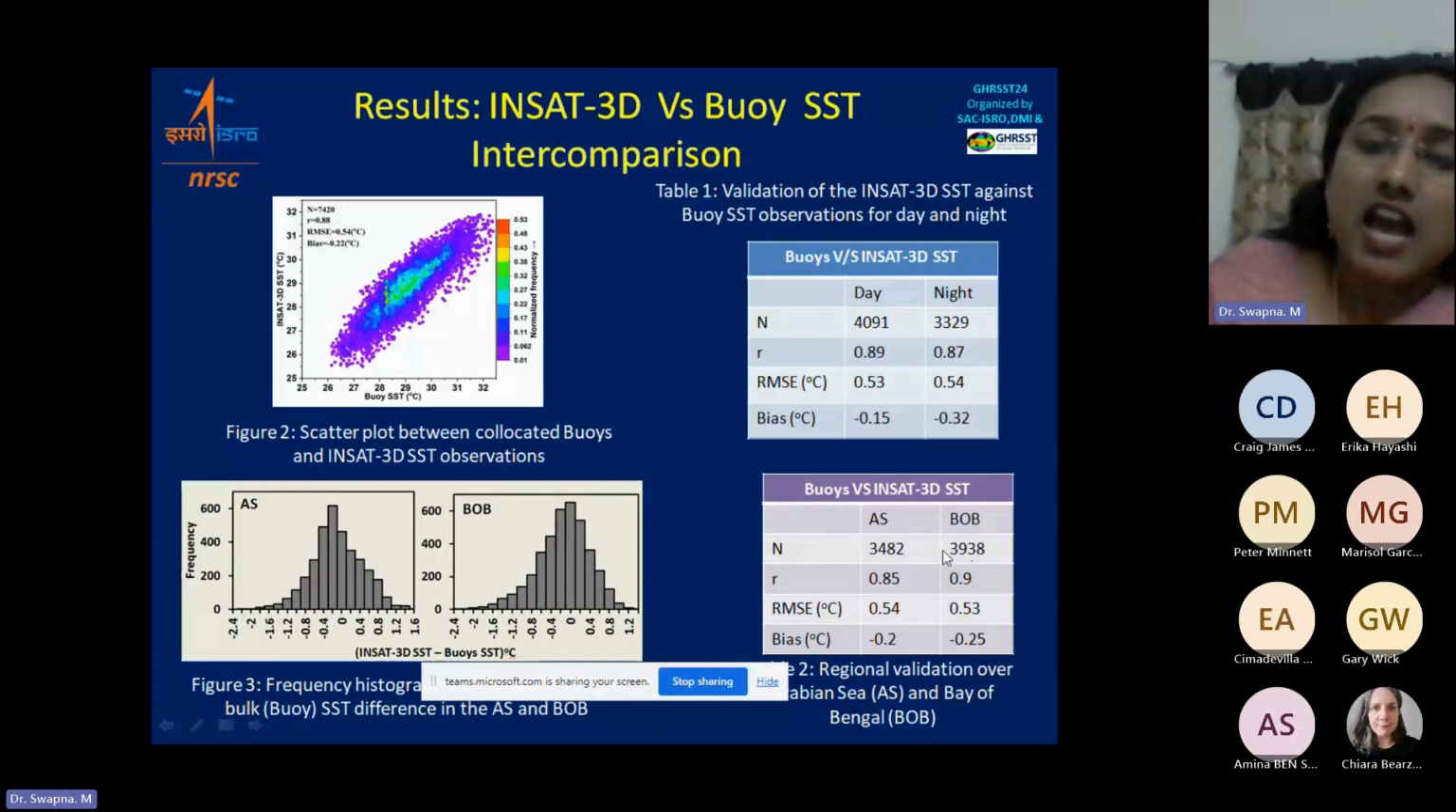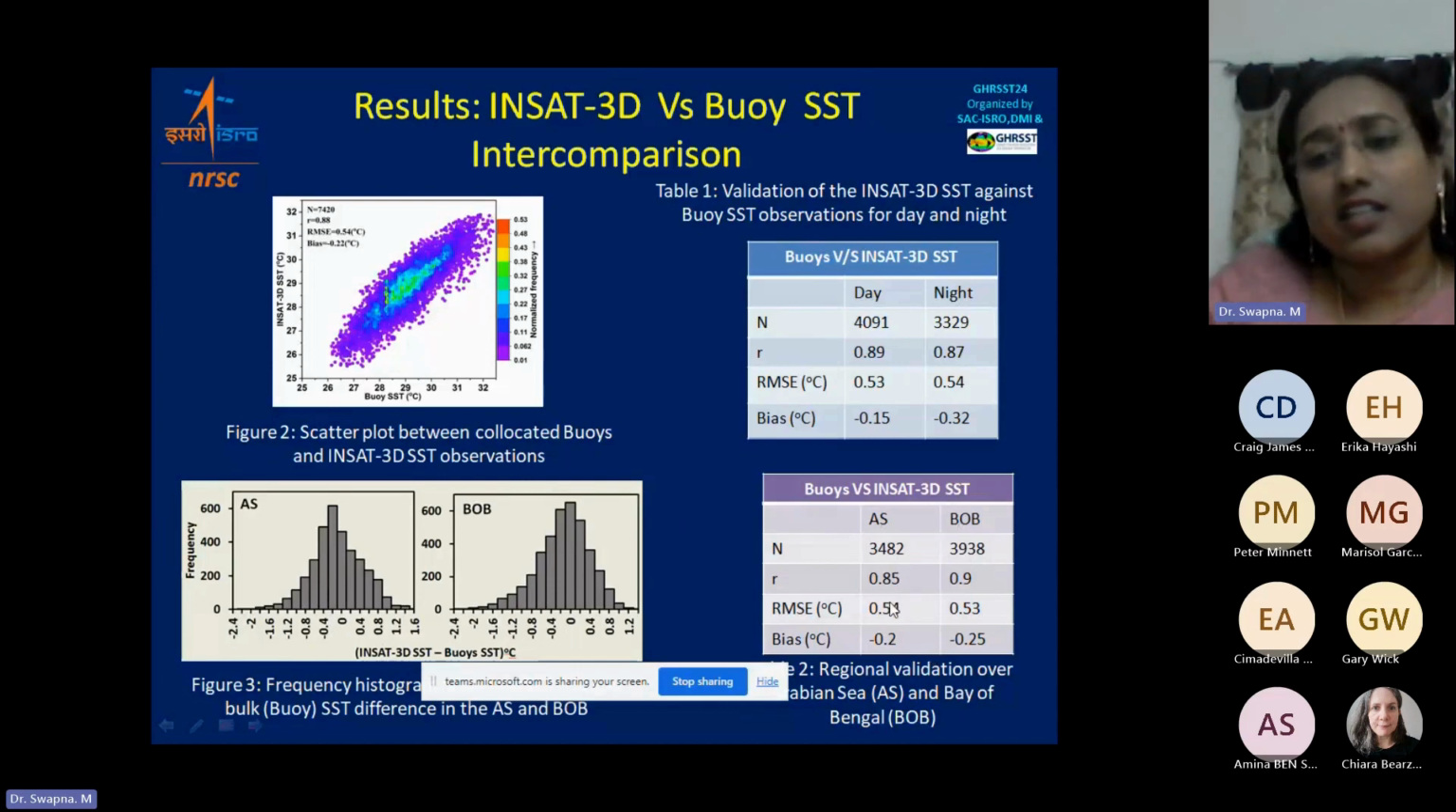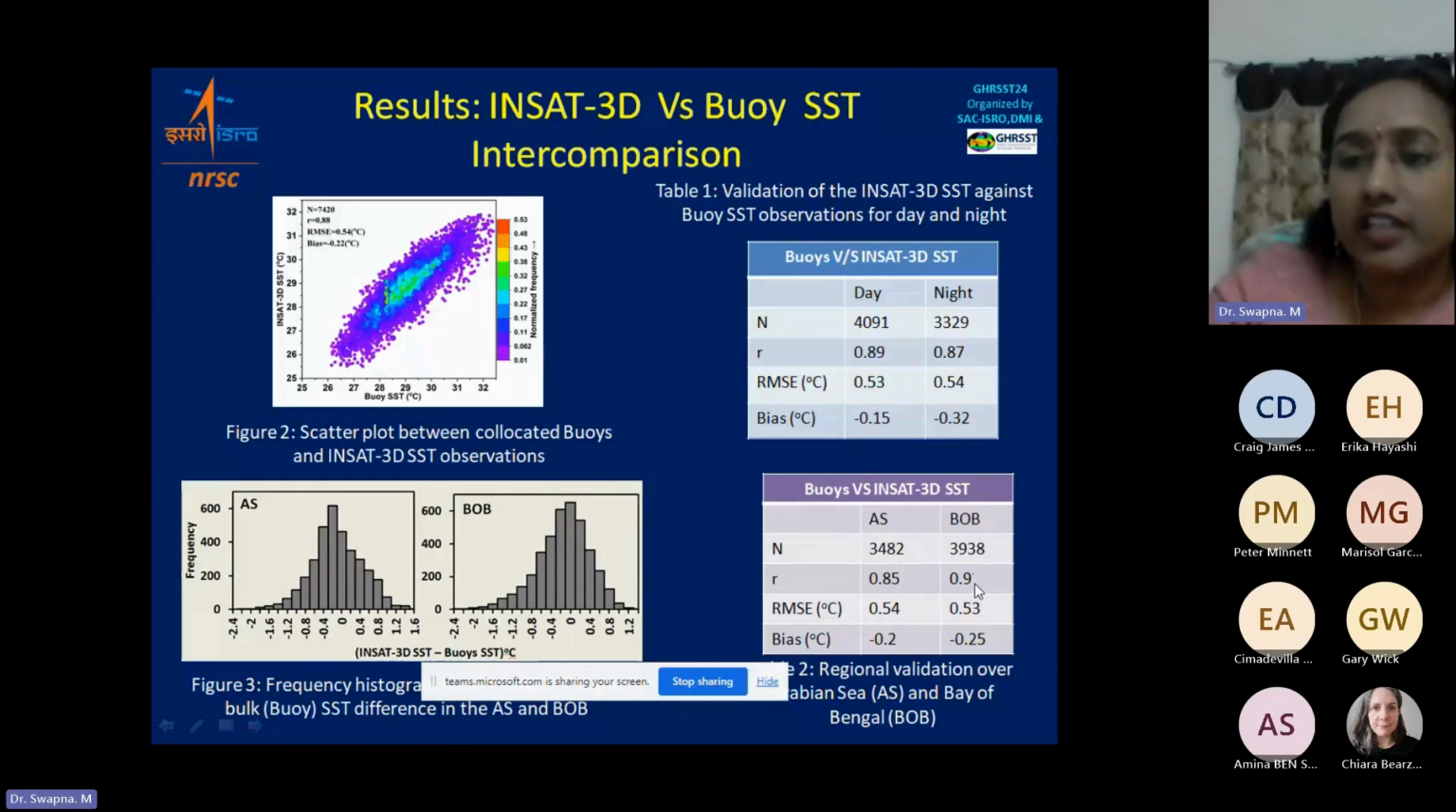And as I told, it has regional variation also, in the Arabian Sea and Bay of Bengal. We have done this analysis with respect to the buoy SST. So in the Bay of Bengal, we have found a very strong correlation of 0.9 with a low RMSE of 0.53 and bias of minus 0.25. Whereas in the Arabian Sea, the correlation is relatively less compared to the Bay of Bengal, and RMSE and bias are of similar order.